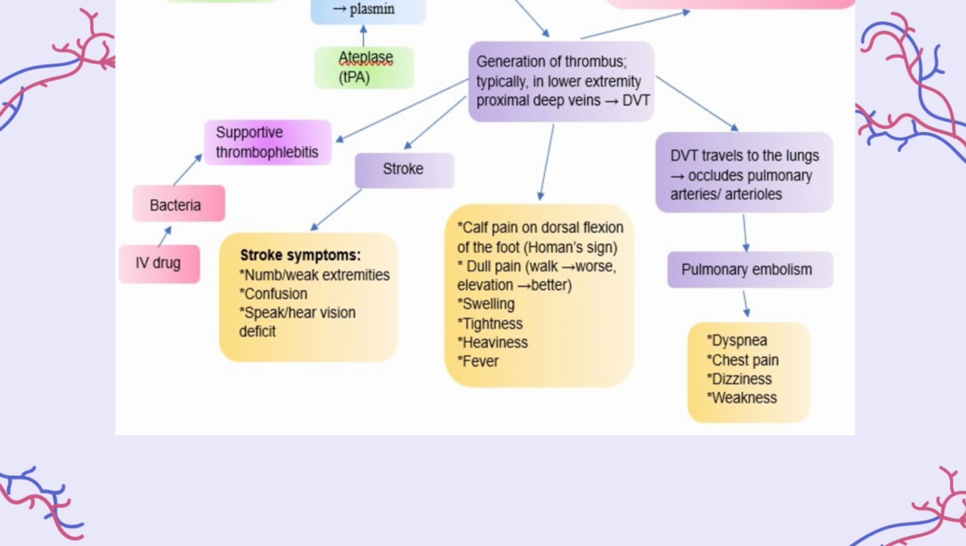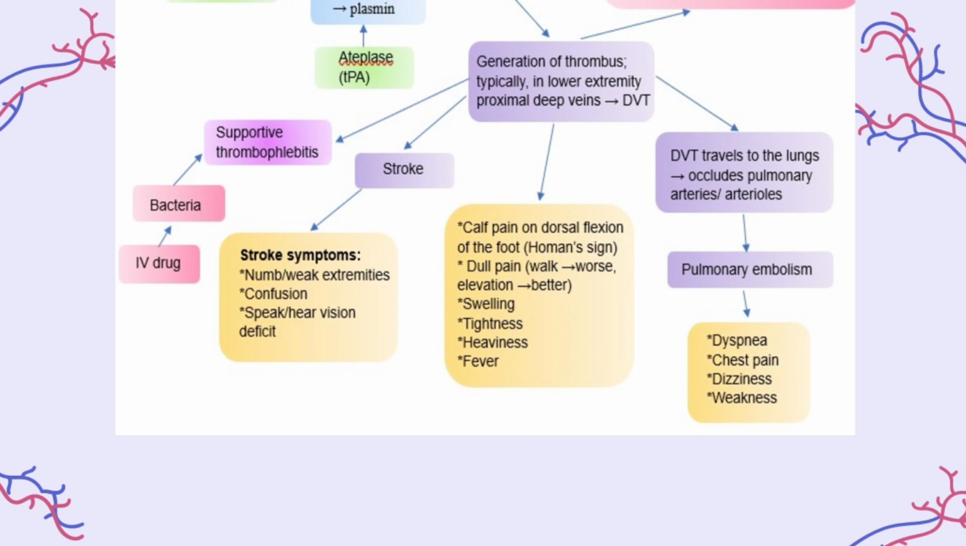So, the complication of DVT, if it travels to the lungs, like what I said earlier, if the blood clot in the DVT is dislodged, then travels to the lungs, then blocks one of the arteries of the lungs, it can cause a pulmonary embolism. And the patient will experience dyspnea, chest pain, dizziness, and weakness.